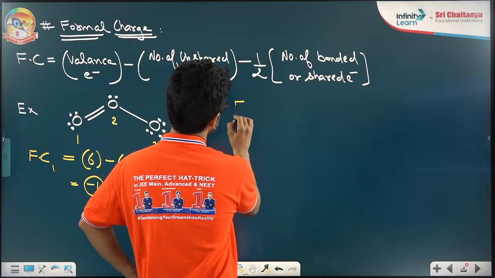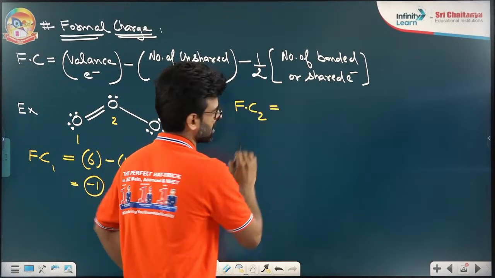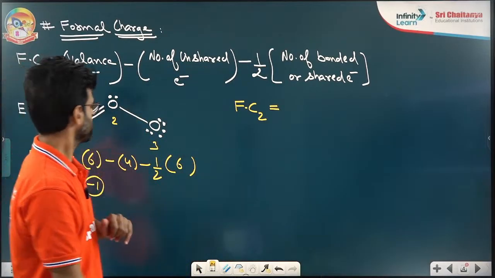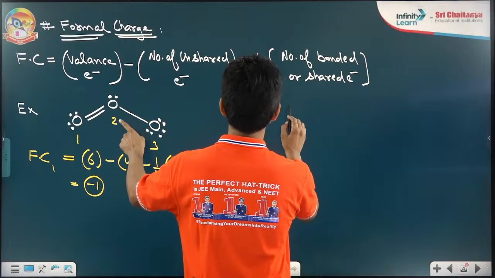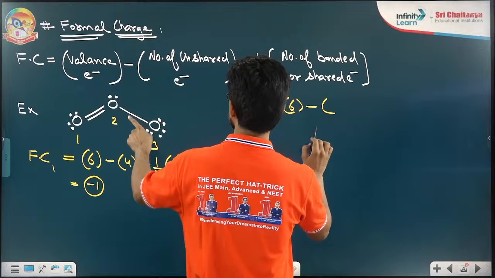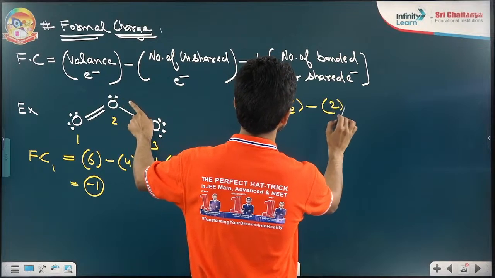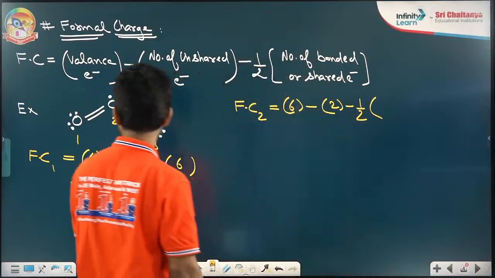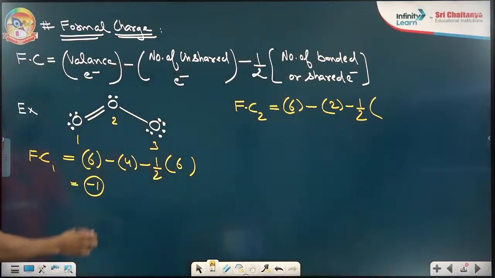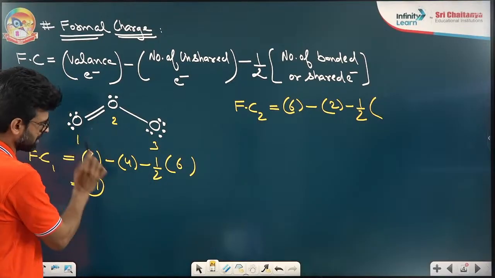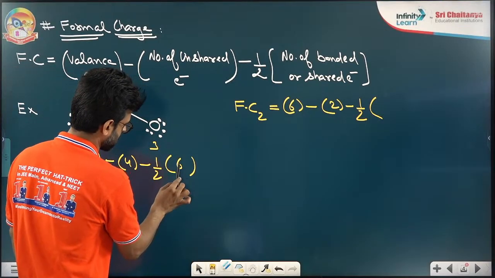The formal charge on second oxygen. Tell me, what is the formal charge on second oxygen? This one. So we are having here how much? 6 valence electrons, same thing here. Minus, how many unshared does it have? 2 unshared here, and here we have half. And wait, we were finding for this one. Sorry.